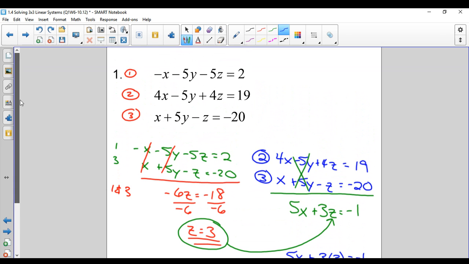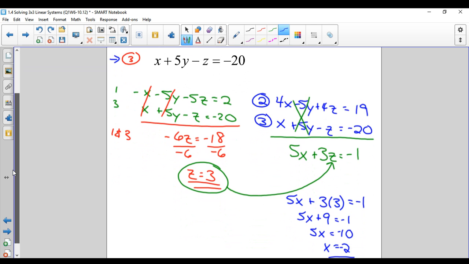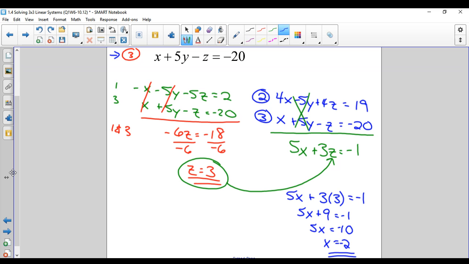I go back to the top. I have 3 equations to choose from to figure out what my y is. I'm going to pick equation number 3 because it looks pretty simple. So I'm going to go ahead and plug that in. I'm going to plug in negative 2 for x. We're trying to find y. I'm going to plug in 3 for z and go from there.